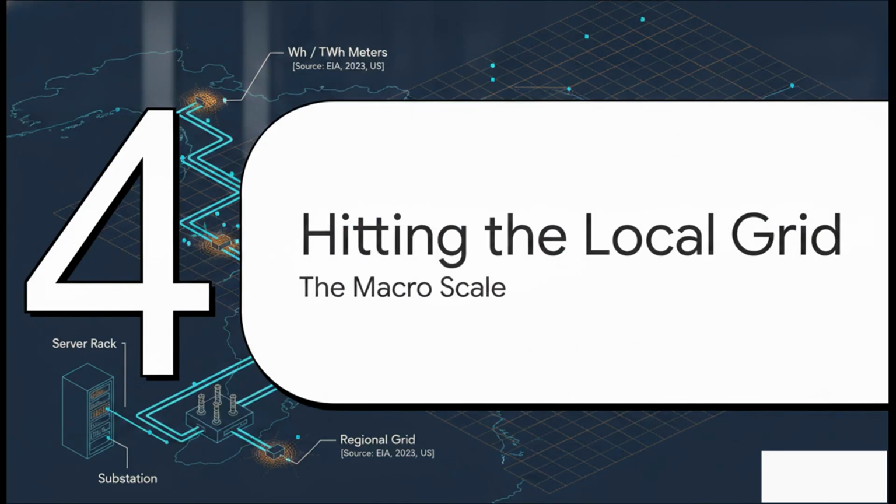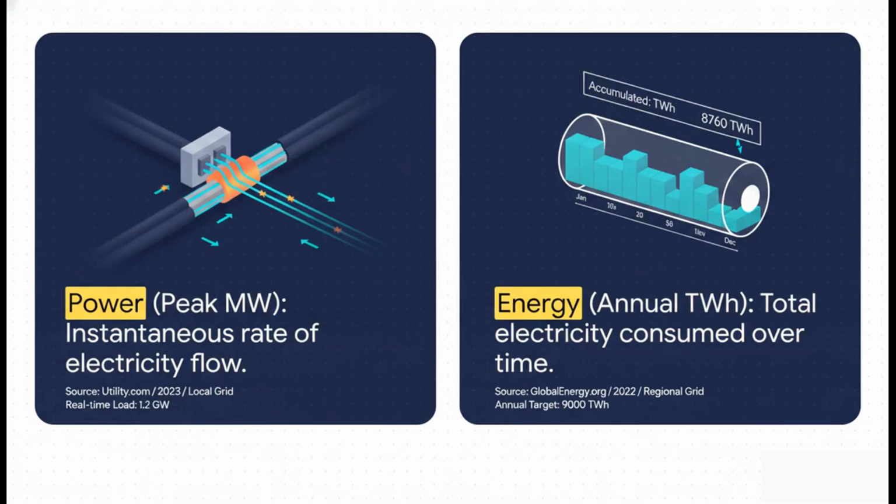All right, shifting gears to section 4. Let's zoom all the way out from the facility meter to the macro scale, where all these billions of tiny prompts hit the regional grid. Before we measure the macro grid's stress, we absolutely must clear up two terms that constantly get conflated in headlines: energy and power. They are not the same thing.